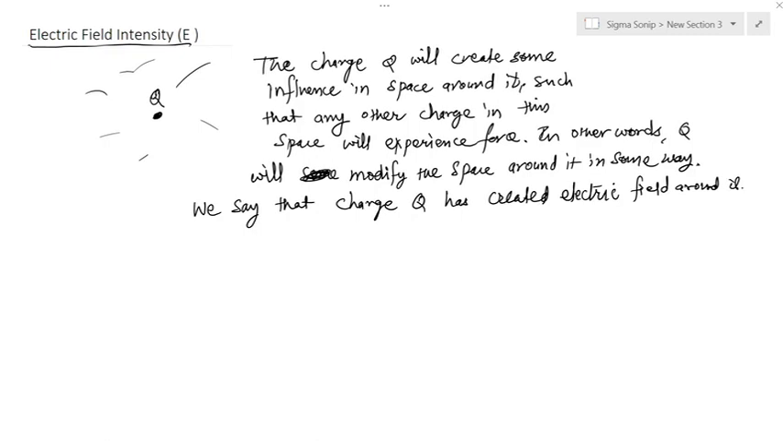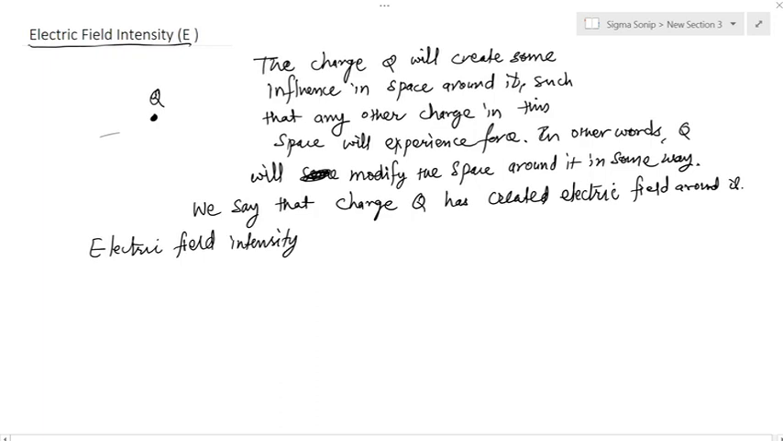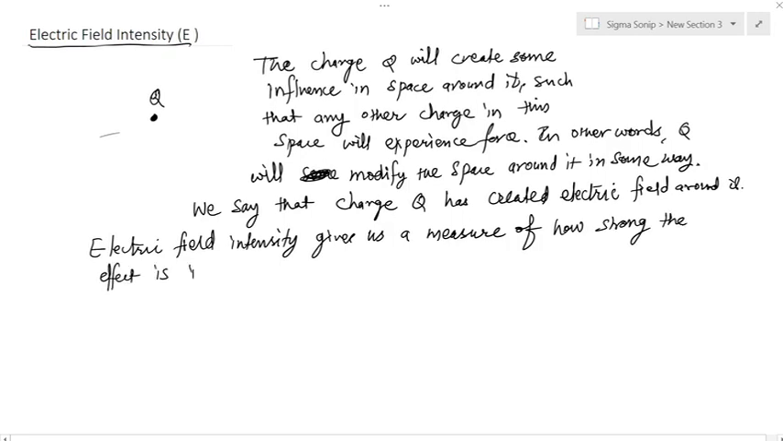Now, how strong is this influence? How strong is this electric field around this charge? Is called the electric field intensity. So electric field intensity gives us a measure of how strong the effect is in this space.